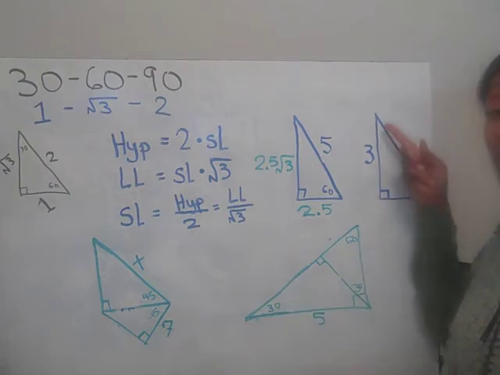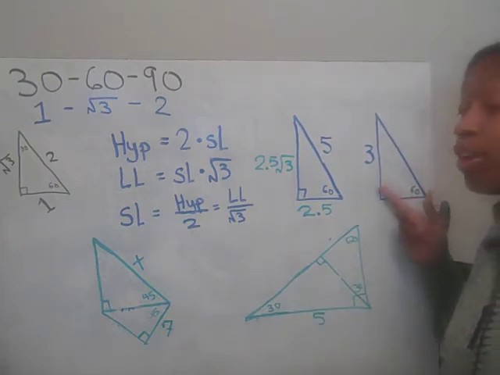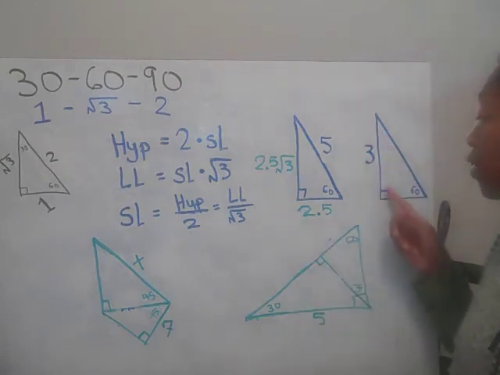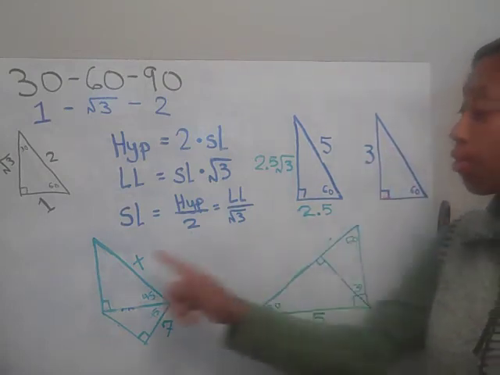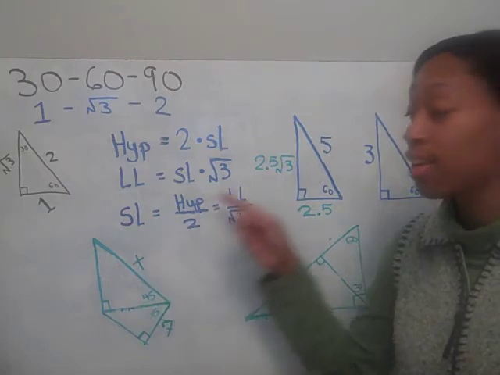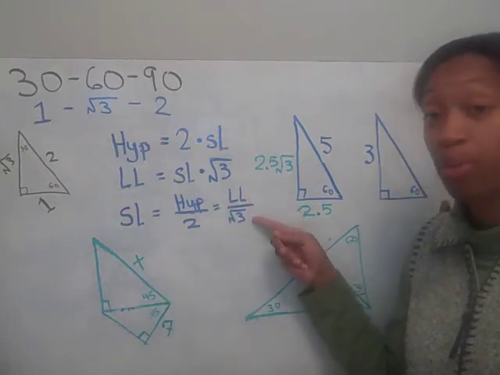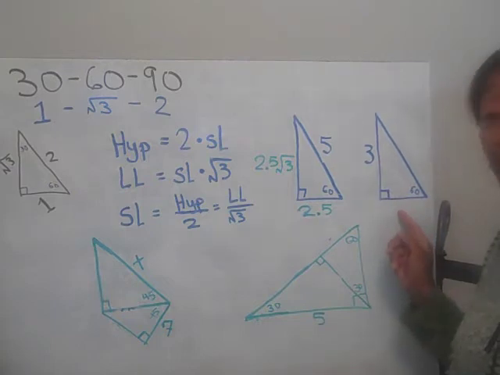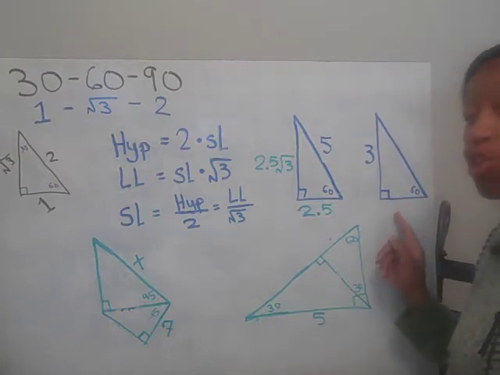What if we start with the long leg first, and we know that the long leg equals 3? Well, if the long leg equals 3, what does the short leg equal? The short leg is the long leg divided by the square root of 3. 3 divided by the square root of 3 will give me the short leg.